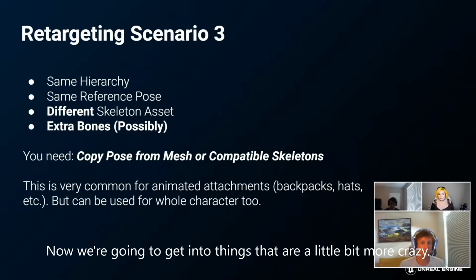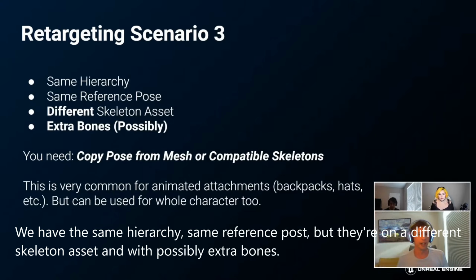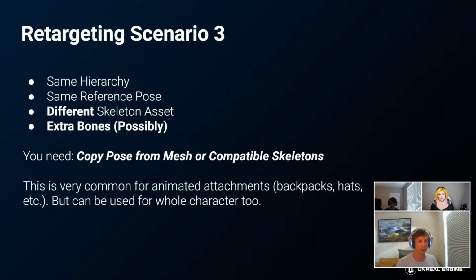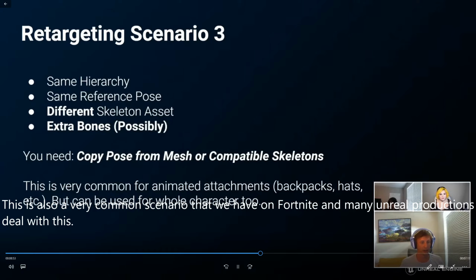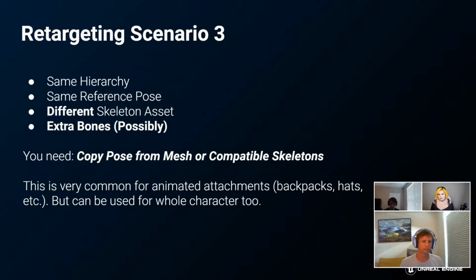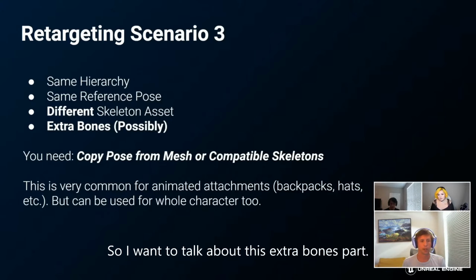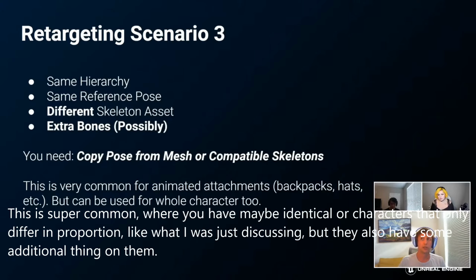Now we're going to get into things that are a little bit more crazy. In this third scenario, we have the same hierarchy, same reference pose, but they're on a different skeleton asset and with possibly extra bones. This is also a very common scenario that we have on Fortnite, and many Unreal productions deal with this. Your options here are twofold. You can do a copy pose from mesh, or you can use compatible skeletons, which is a new feature in Unreal 5. I want to talk about this extra bones part. This is super common where you have maybe identical characters or characters that only differ in proportion, like what I was just discussing, but they also have some additional thing on them.